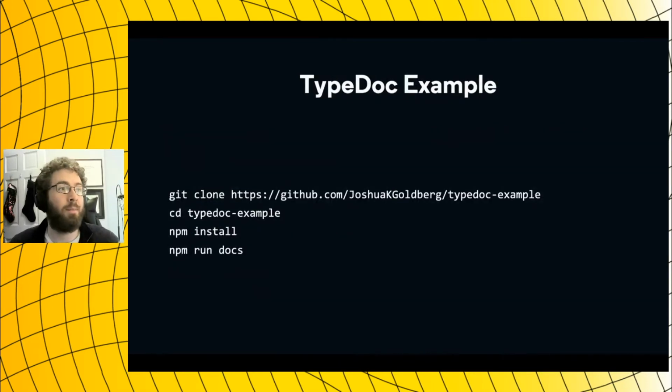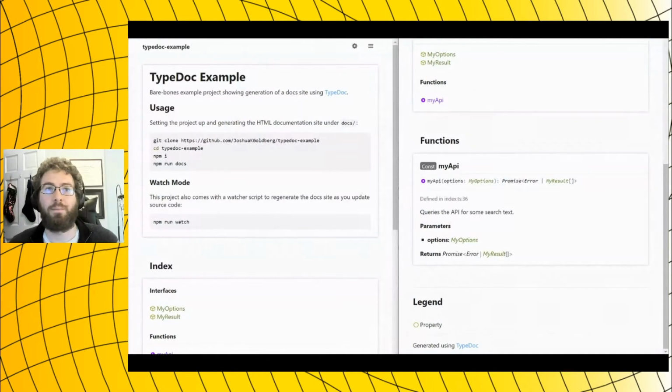I've set up a quick little example here that you can clone, JoshuaKGoldberg/TypeDoc-example. You can cd into it, npm i, npm run docs. Once you do that, you'll get a nice little page here. It shows a bare bones example project with a doc site generated using TypeDoc, which I don't know, I like this theme. I think it's cute. People like this type of stuff. Even if it only shows what's in the code and it doesn't really add anything you can't infer from generated TypeScript definition files, it's still a pleasant format for reading.